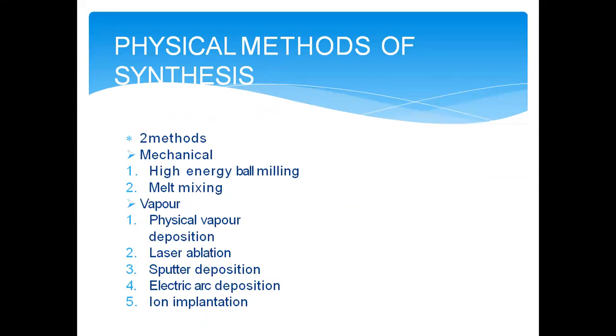Then we are using melt mixing, in which we use a material, that is a metal or any other material. We melt it down and condense the material at a very low temperature. Then they form a crystal like structure which we use as a nanoscale material, or nanoparticle. Then there is the second method in the physical types, which is vapor based.